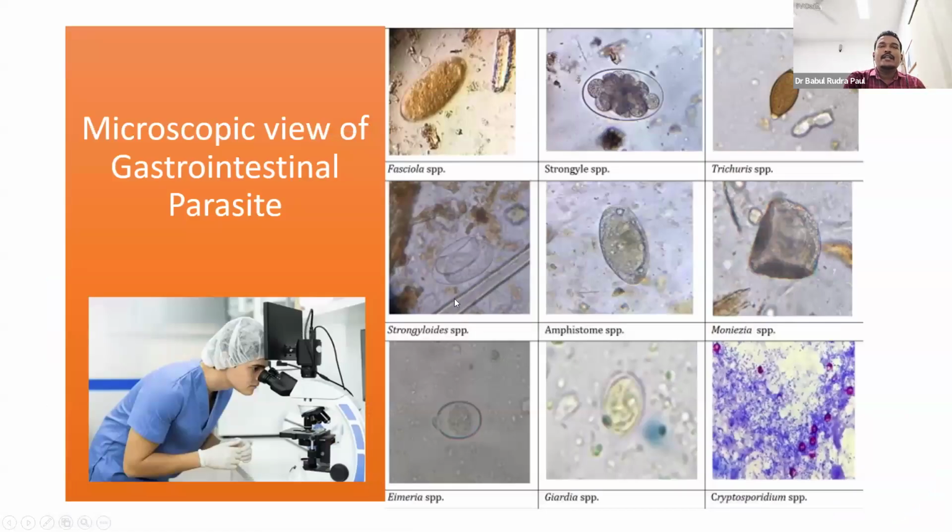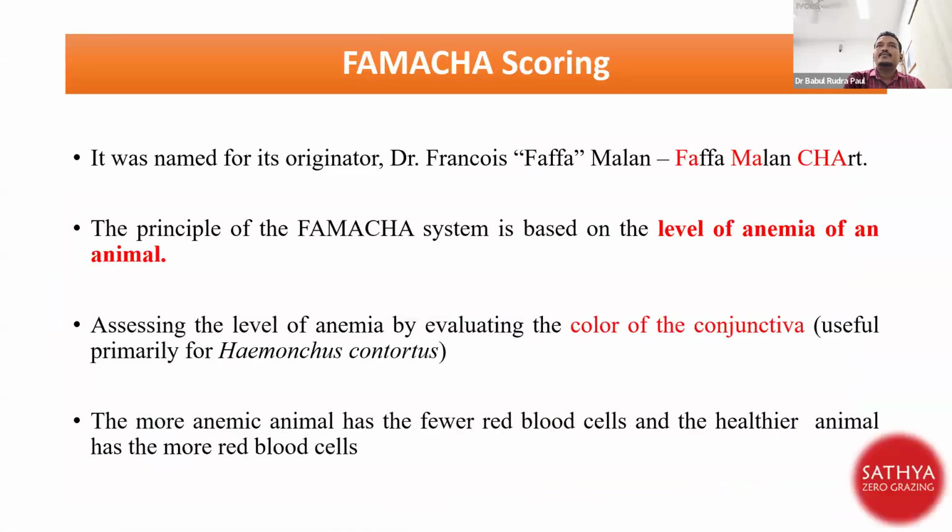These are a few parasites seen under the microscope, that is Strongyle, Trichuris, Paramphistomum, Eimeria, Giardia. These are the common parasites which can be seen under the microscope.